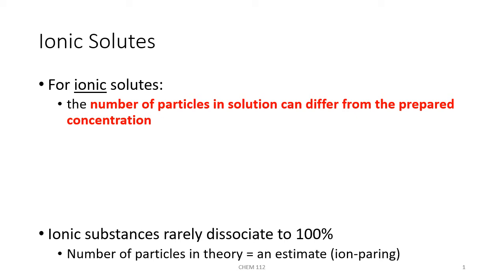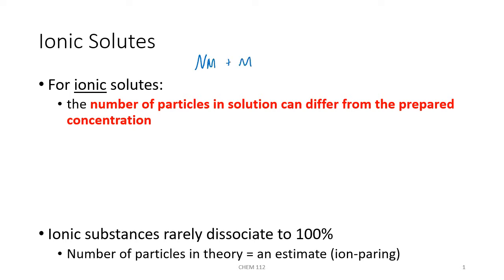Now let's talk about how the colligative properties will change when we have a solute that is ionic. Previously, we were dealing with non-ionic, non-volatile solutes, so the concentration that was prepared with a non-ionic solute was identical to the number of particles in solution. But when we're dealing with something that's ionic, the number of particles in solution will be different from the actual prepared concentration. Recall that an ionic compound is made up of a nonmetal and a metal together.